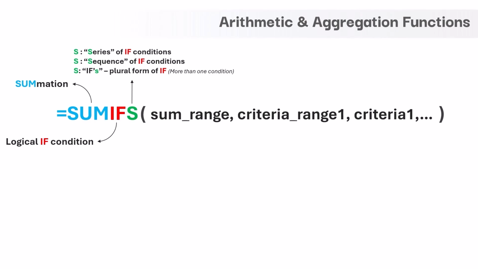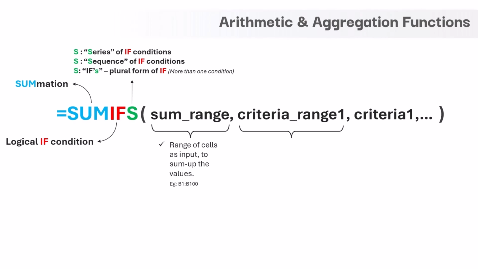So, if you combine all these three parts, this function allows us to find the total of numerical values based upon multiple logical conditions. Next is the argument section. The first argument is the sum range, and as the name itself says, this will take the range of numerical values as input to sum up all those values.